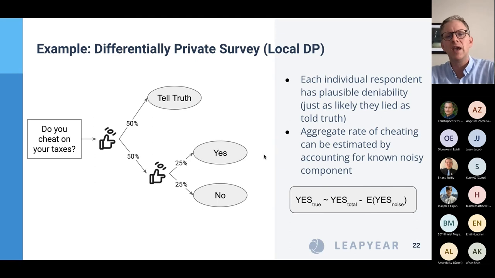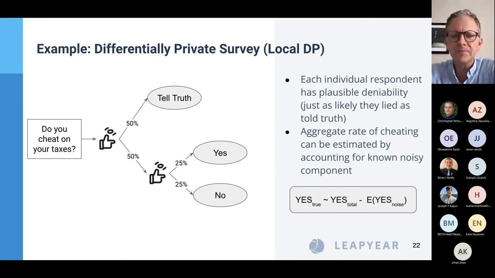But what you've gained is that you can take the aggregate results of this and, depending on how many samples, of course, you have, you can perhaps quite accurately estimate the fraction of individuals that do cheat on their taxes. And just to make this concrete, where you would do this is say, well, I'm going to estimate the number of people who told me the truth that they do cheat on their taxes. That's going to be roughly equal to the total number of yeses that I got minus the expected value of the number of noisy yeses that I would get.